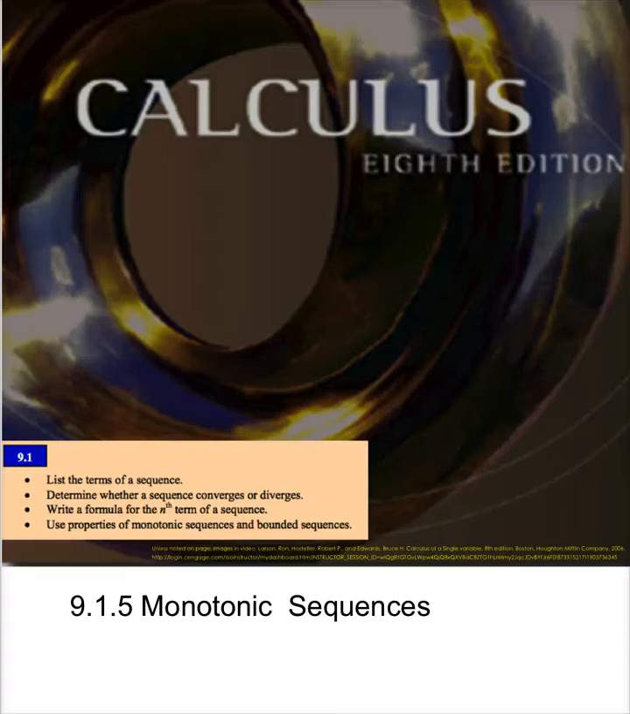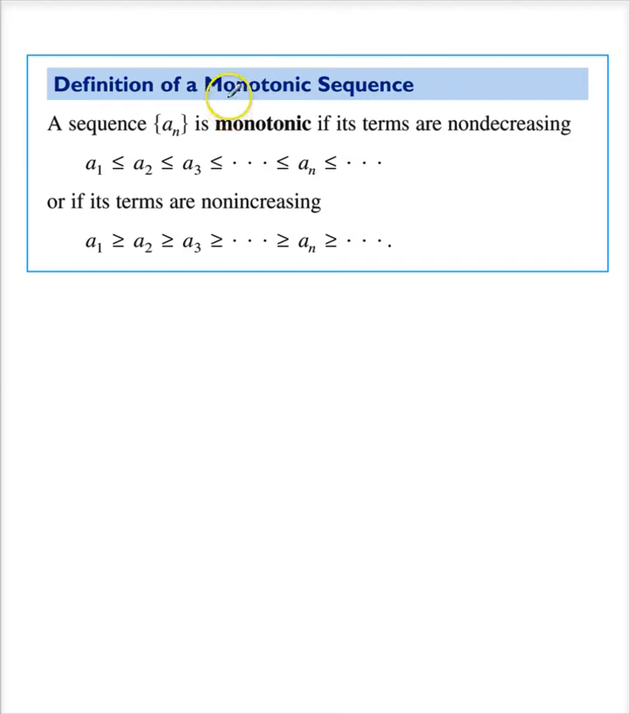Let's look at what we mean by monotonic sequences. We say that a sequence is monotonic if its terms are non-decreasing or non-increasing. So basically you can line them up and they're always getting bigger or they're always getting smaller. To show if a sequence is monotonic, you usually look at the a sub n term and compare it to the a sub n plus 1.